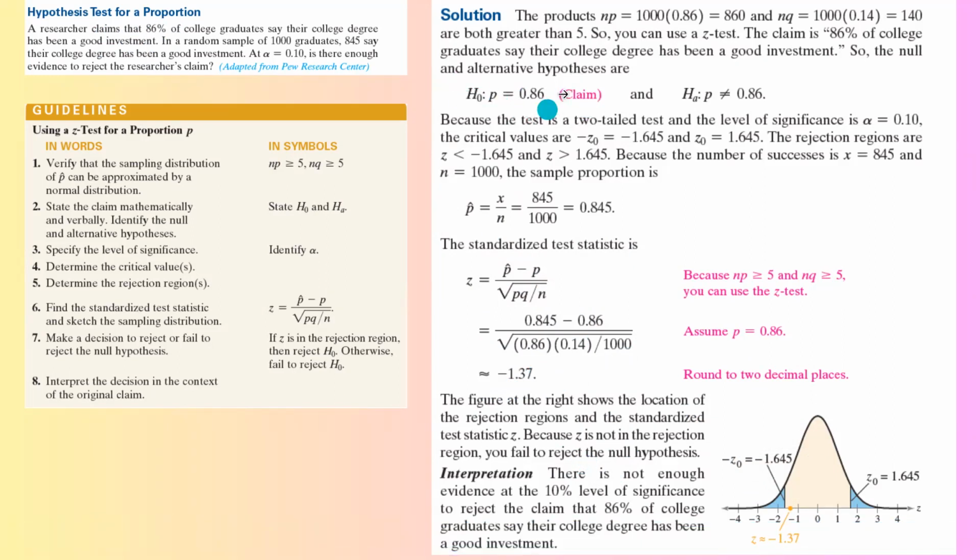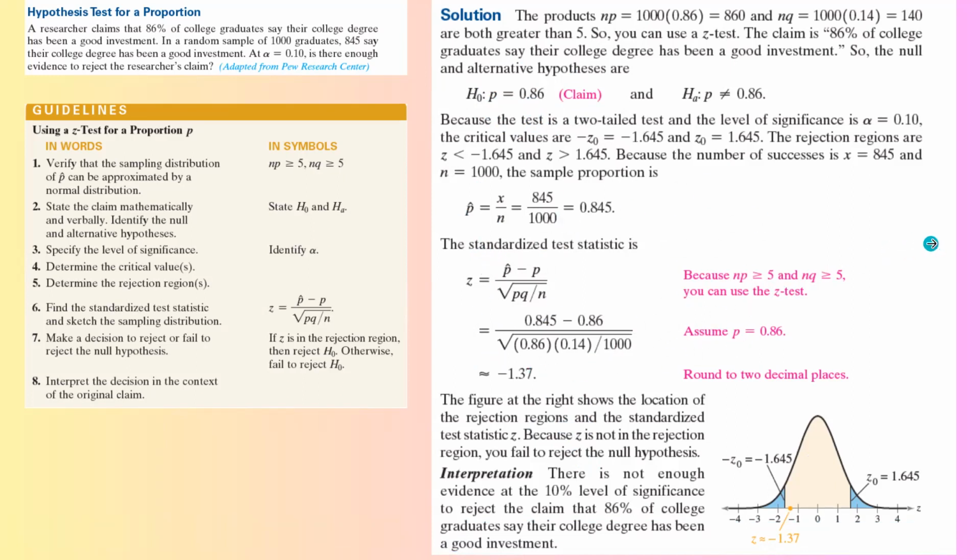We support the claim that 86% of college graduates find their degree useful. Or basically, there is not enough evidence at the 10% level of significance to reject this claim. This is using the rejection region.